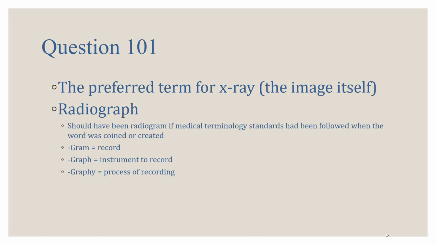Question 101. The preferred term for X-ray, the image itself, is today radiograph. Now, it should have been radiogram if medical terminology standards had been followed when this word was coined or created, but no. As you recall, gram is record, graph is instrument to record, graphy is the process of recording, but they ignored the rules, and so the X-ray, the image itself, the record, is a radiograph.